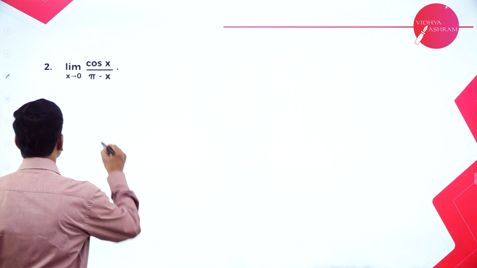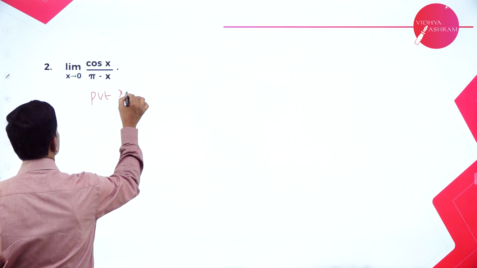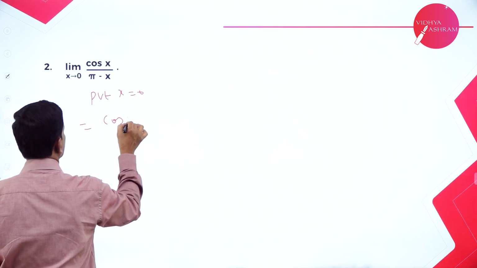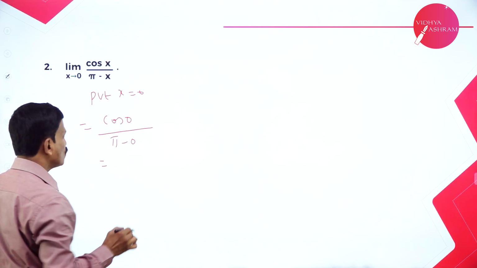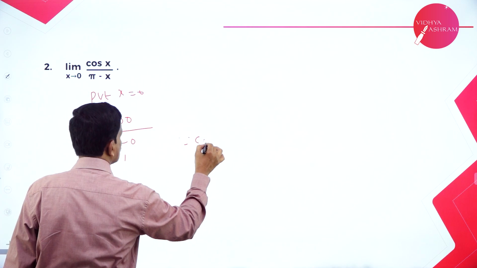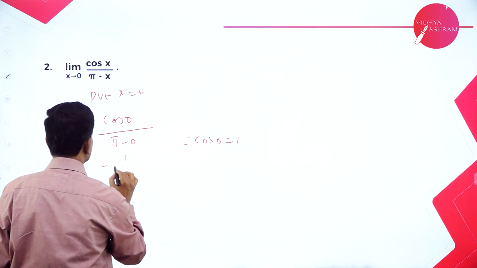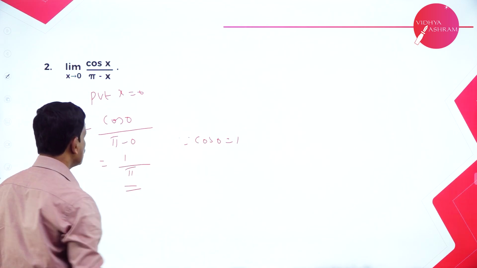Now this is very simple. Put x is equal to 0. What happens? This is cos 0 divided by pi minus 0. Since cos 0 is equal to 1, we get 1 divided by pi minus 0, which is 1. So the answer is 1 by pi.